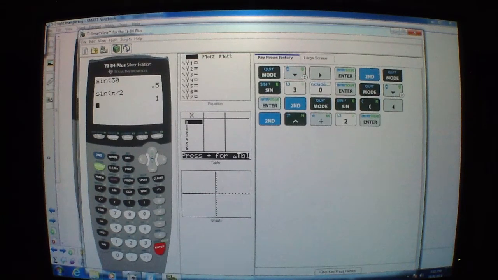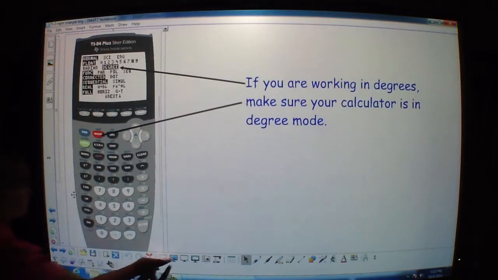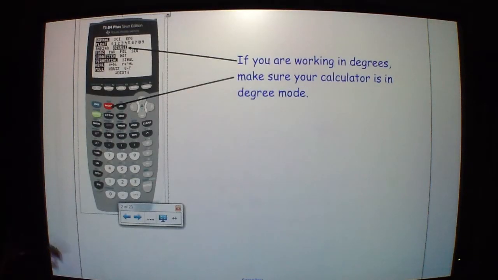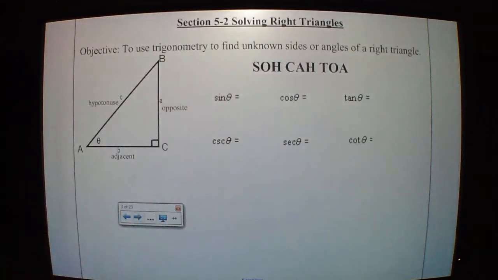So be careful, make sure that you're in the right mode, M-O-D-E, whether it's degrees or radians when you're doing the problems. Okay? If you're in degrees, you have to be in degree mode. Radians, you have to be in radian mode. So solving right triangles. We're going to use trig to find unknown sides or angles of right triangles.